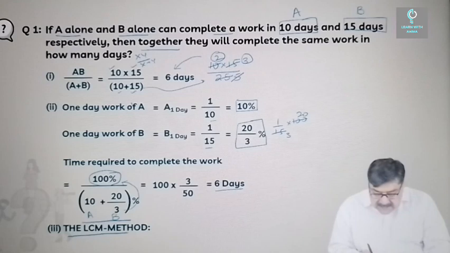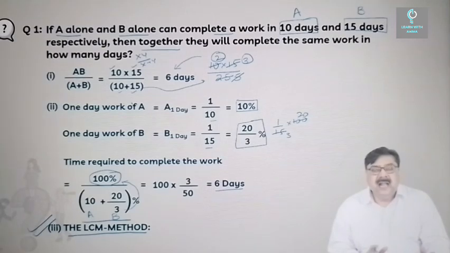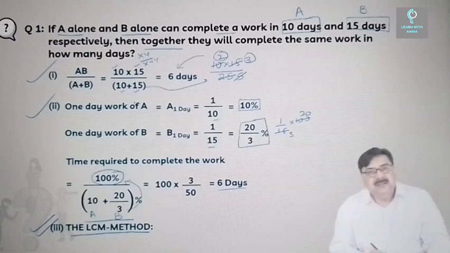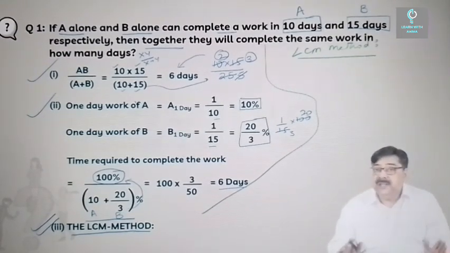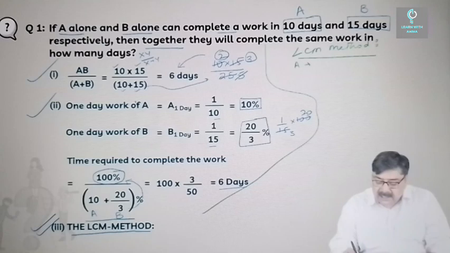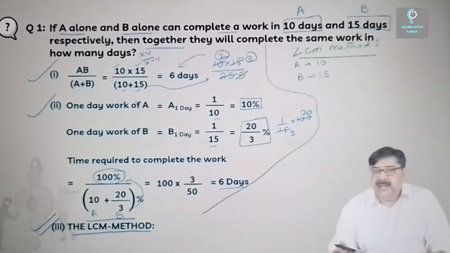Now the third method is the LCM method, and I am going to advocate for this because this is the fastest as well as the most logical method, although you can definitely adopt the other two methods. Now in the LCM method, as the name suggests, you take the least common multiple of the number of days in which A can complete a work and B can complete a work. See, A can complete a work in 10 days. B can complete the same work in 15 days. Now here, it is better that you memorize the LCMs of a few numbers together, or else you should be quite fast at finding out the LCMs.